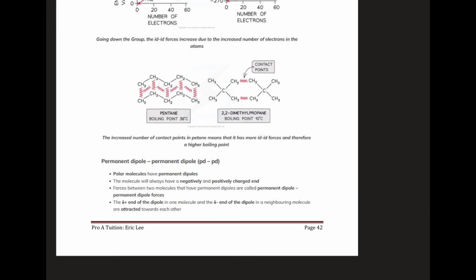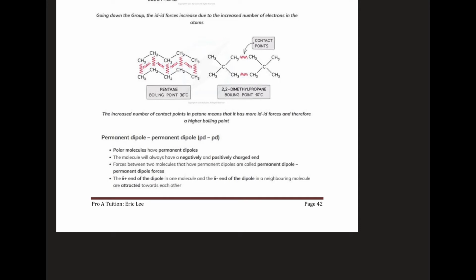Okay, so now permanent dipole, this is PD. It happens to polar molecules. Compared to just now, the ID, ID is happening on polar molecules as well as non-polar molecules. But this one only happens in polar molecules. So polar molecules mean it has delta positive and delta negative. It can have a negative and positive end.